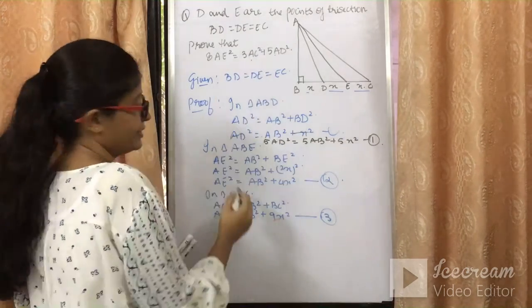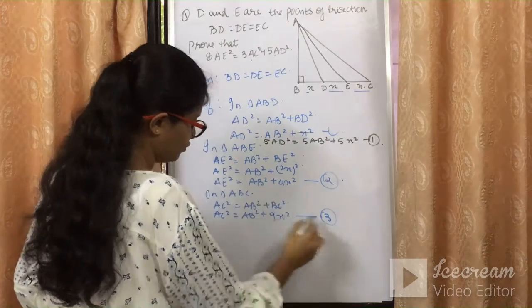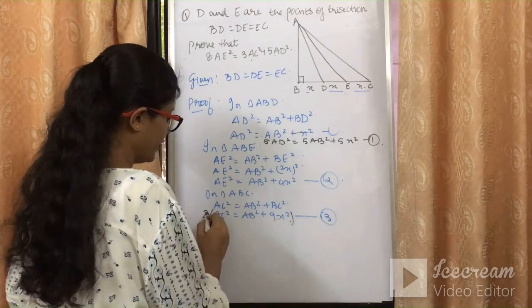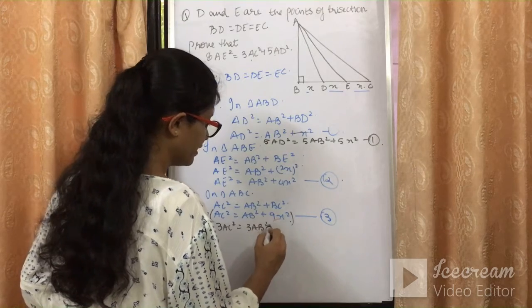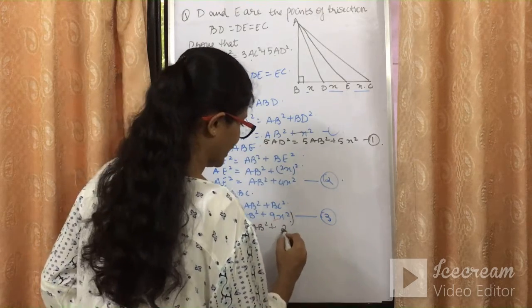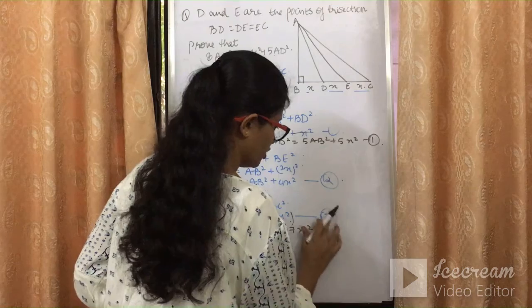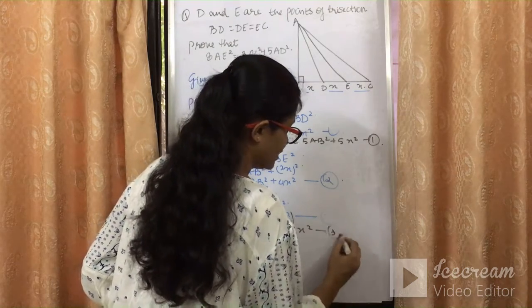Now we want 3AC square. Can we multiply 3 on whole this equation? It will be 3AC square will be equal to 3AB square plus 3 into 9, that is 27x square. So instead of this we can take this equation as 3.